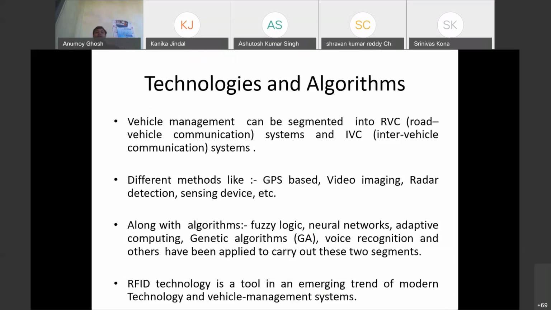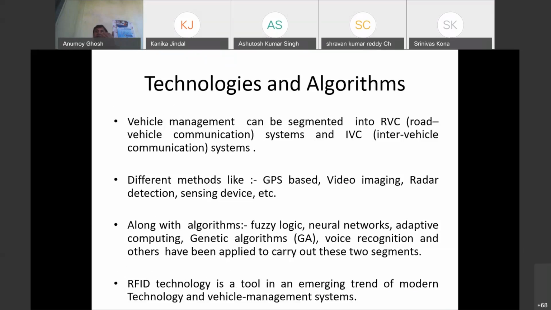So the vehicle management can be segmented into two parts. One is road vehicle communication system and the other is inter-vehicle communication. What is road vehicle communication system? Suppose you are going through a toll tax. In a toll tax, what is the communication? The communication is between the vehicle's RFID and the RFID that is situated on the ceiling of the toll tax. That is the road vehicle communication.